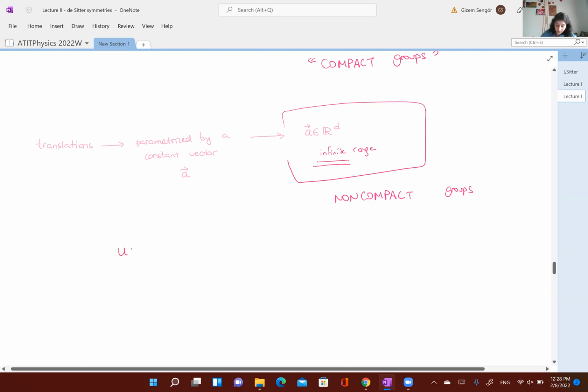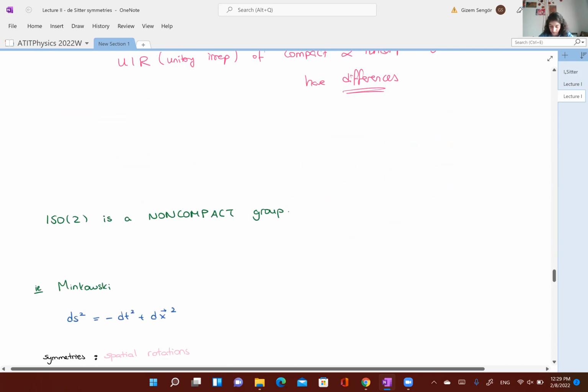Now, unitary irreducible representations have differences, whether they belong to compact groups or non-compact groups. So unitary irreducible representations of compact and non-compact groups have differences, but we will mention this more tomorrow when we actually talk about building representations.